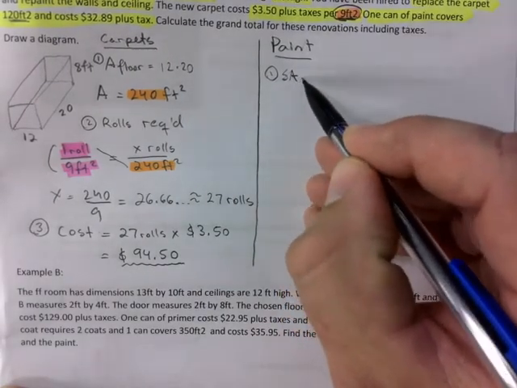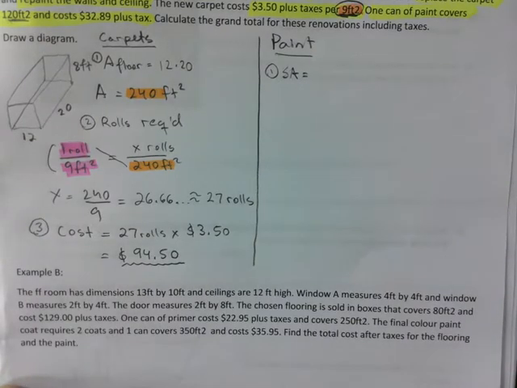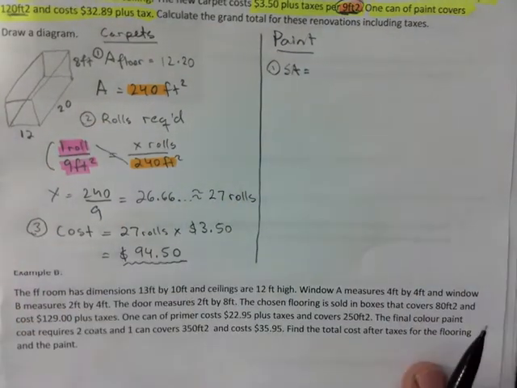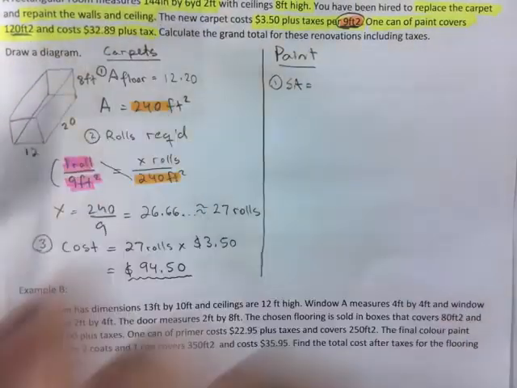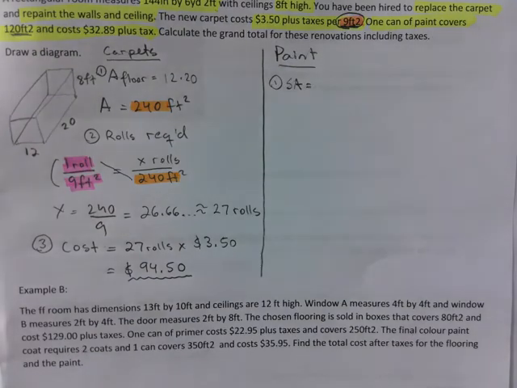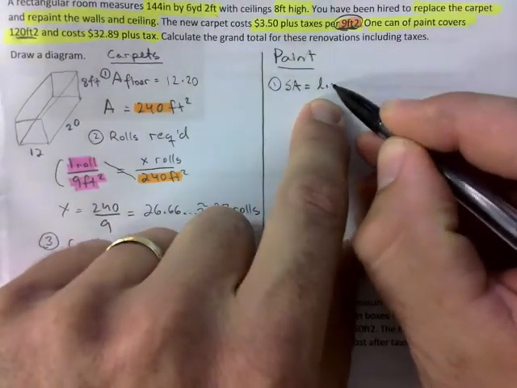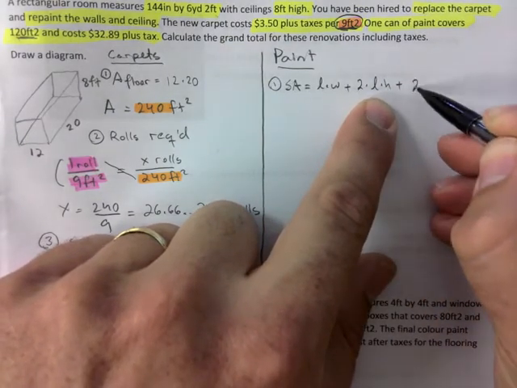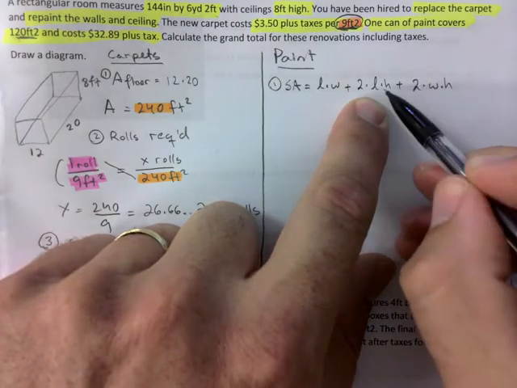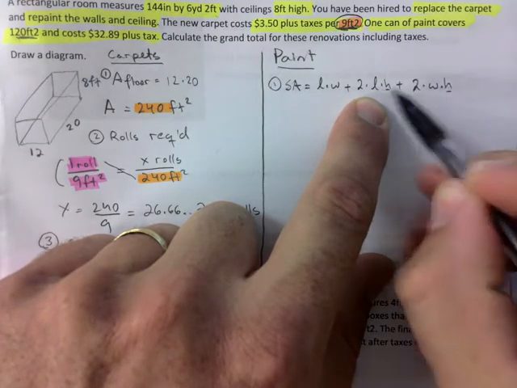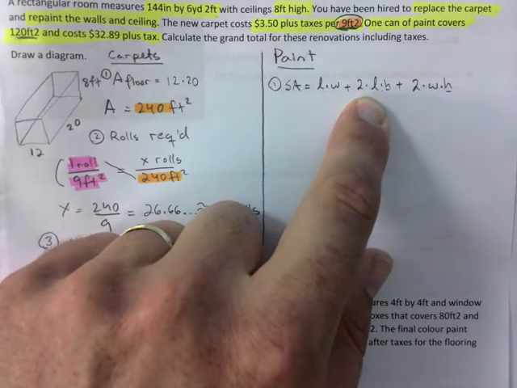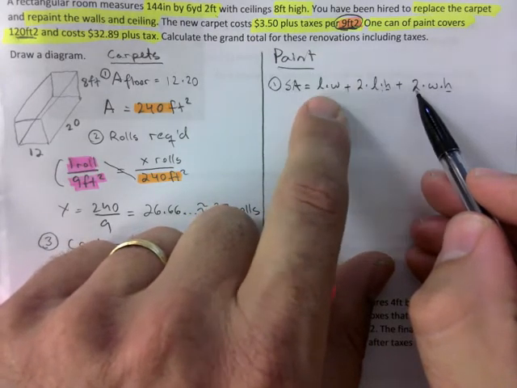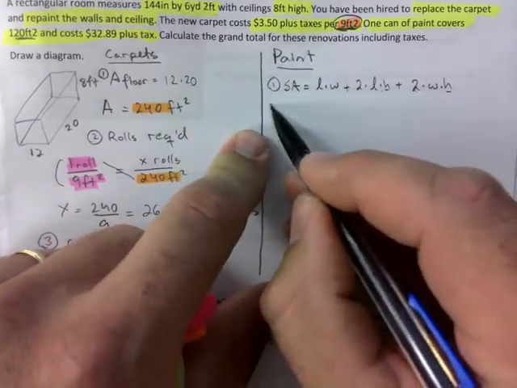Surface area. Am I painting the ceiling? Yes, right? It says it right here. Repaint the walls and ceiling. Sorry, there, up here. I'm not painting the floor, right? So I have to go length times width plus 2 times length times height plus 2 times width times height. So notice that both of these have the height there, which means these are like the sides, right? You've got 4 walls in total, and this is your ceiling, so to speak, right? So I just need to make sure you understand that.